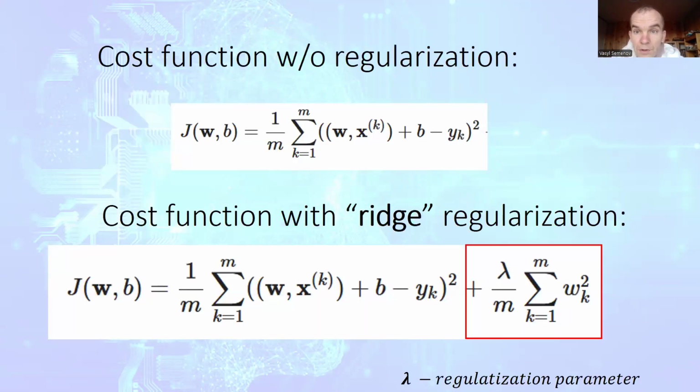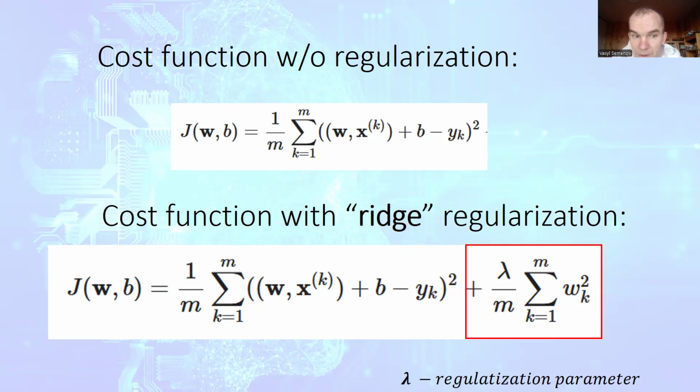Remember our cost function for multivariable linear regression, which is shown on the upper part of this slide. And we can add into it one additional term, the so-called regularization term, with the coefficient lambda and the sum of squares of WK, the weight coefficients, polynomial coefficients WK.